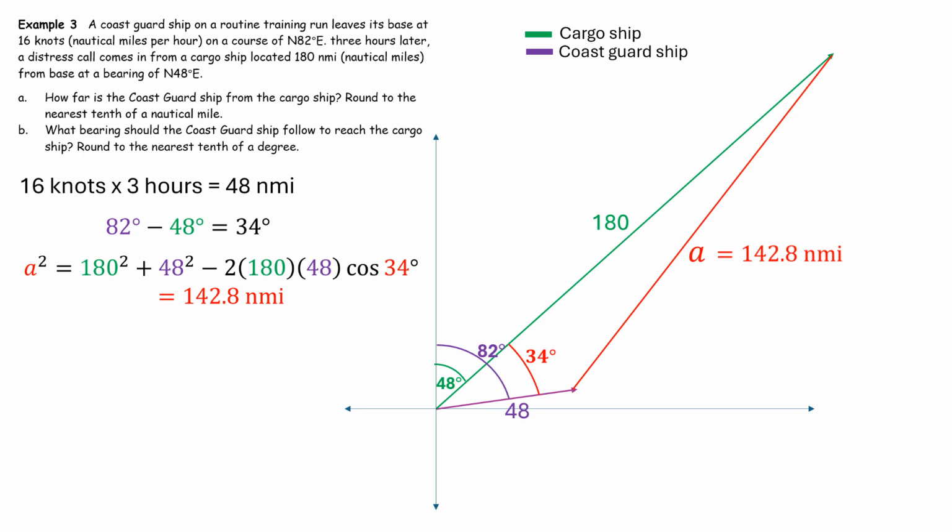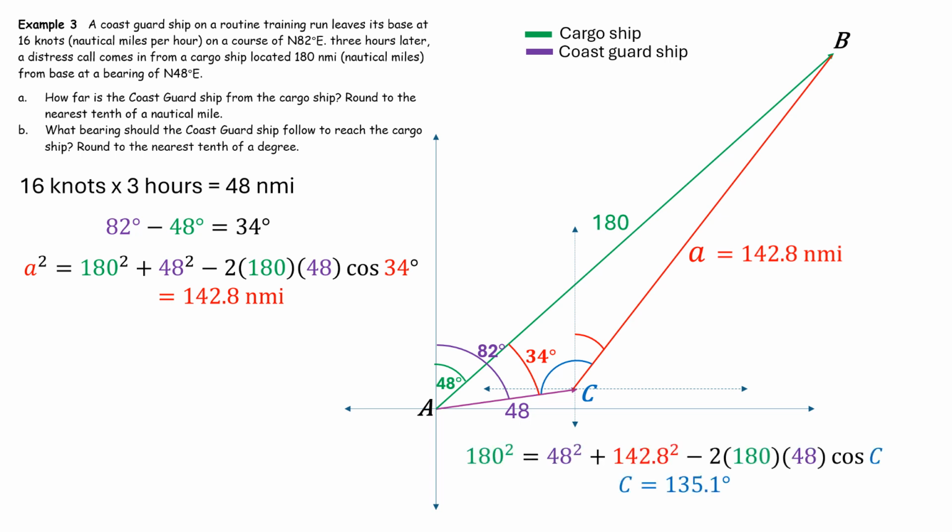Now we want to know what bearing the Coast Guard ship should follow to reach the cargo ship. So that's what we have to figure out, that angle right there from north. All right, so to get that, the first thing we're going to do is work with this triangle some more. We're going to get this angle right here, this angle C in that big triangle. We have 180, which is across from that angle, and now we have the two other sides, 142.8 and 48, so we'll use the law of cosines. So 180 squared is 48 squared plus 142.8 squared minus 2 times 180 times 48 times the cosine of C, because C is the angle opposite the side 180. And if we do that, we get that C is 135.1 degrees.